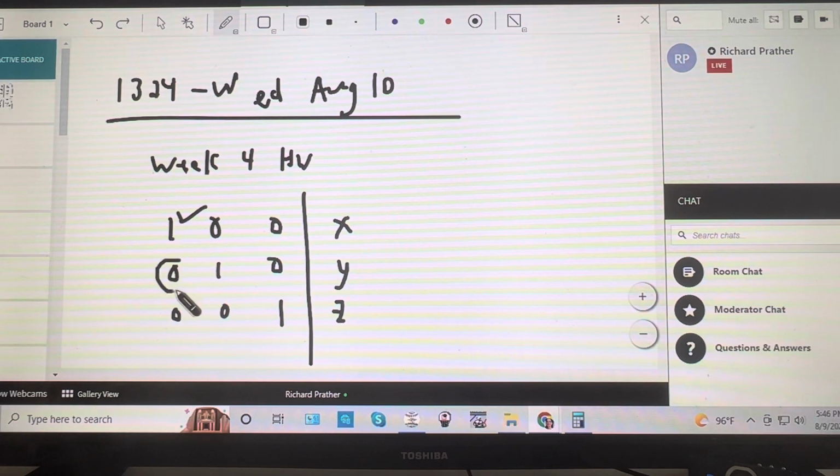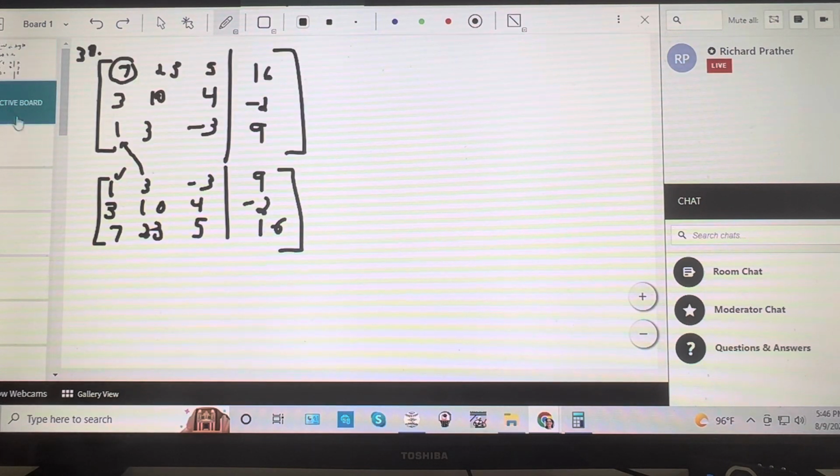Next we need zeros here and here. Always go down and do that whole first column first. So the key is the 1, because anything times 1 is itself. And what I want to have is the opposite of this 3 and the 7. So the opposite of 3 is negative 3.